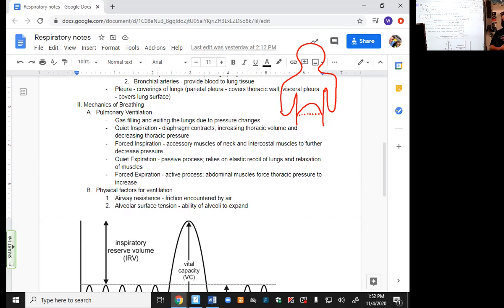Okay, really make this volume big when you breathe in. Then if you have quiet and forced inspiration, it stands to reason that you'll have quiet and forced expiration. Quiet expiration is air coming out. Now, here's what's really interesting about this. Quiet expiration, normal, not thinking about it, breathing out, is completely passive.